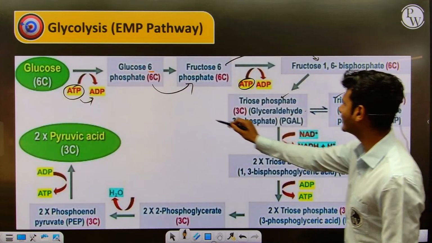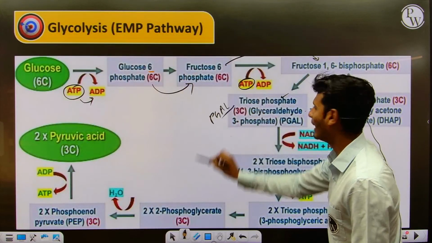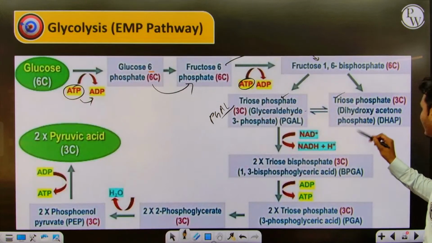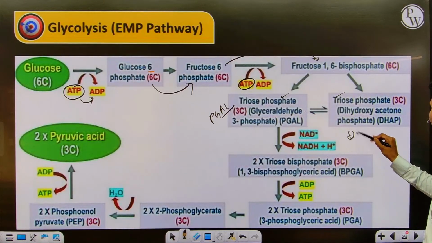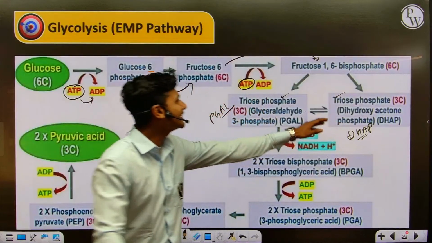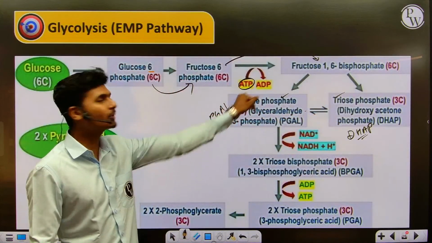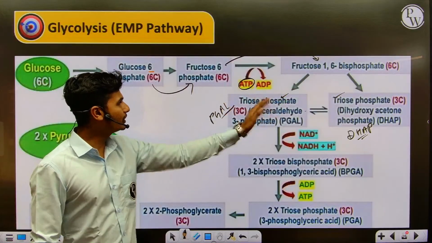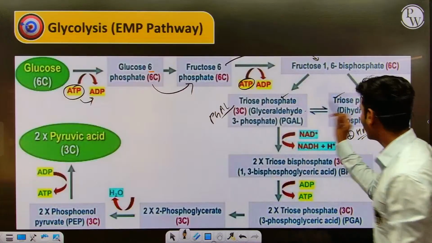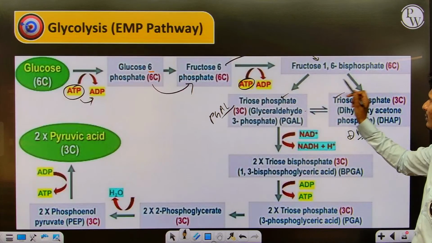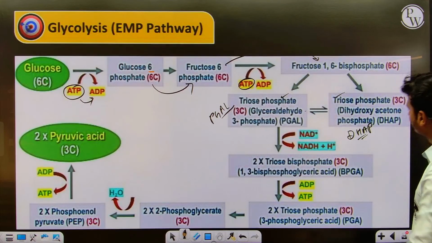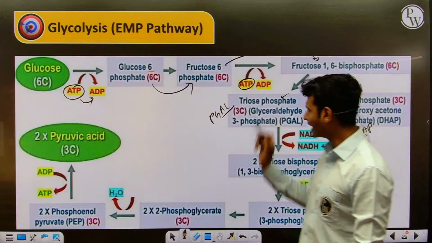One triose phosphate is PGAL. Okay? PGAL. And the second triose molecule is DHAP. DHAP is dihydroxyacetone phosphate. PGAL is phosphoglyceraldehyde. Both are 3 carbon molecules, so those are isomers of each other. The breakdown requires the aldolase enzyme. Now just keep DHAP aside and start with PGAL.